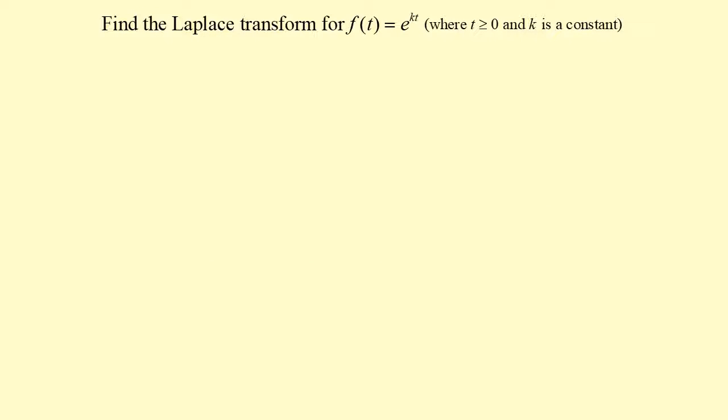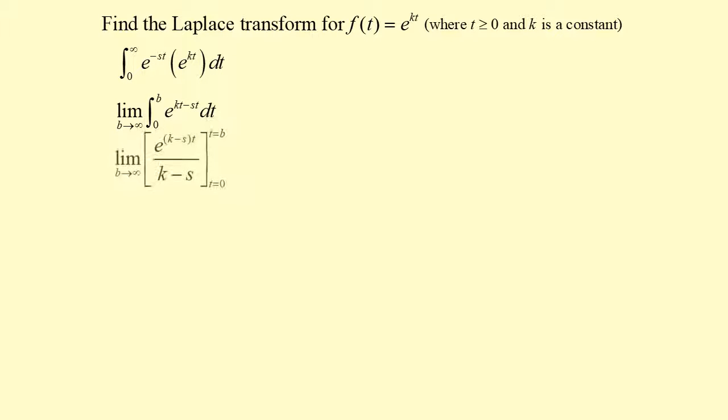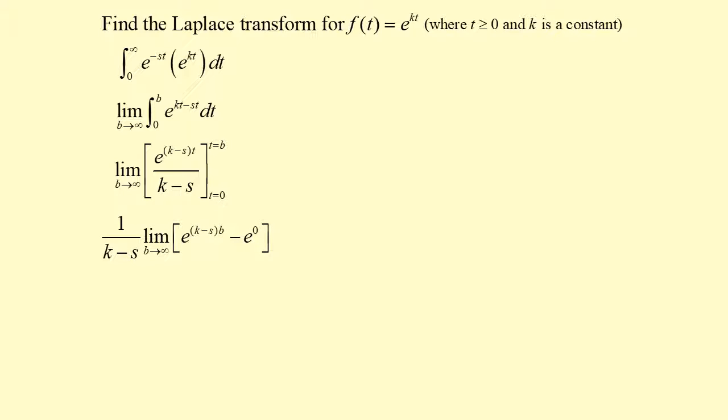Now we're going to do the integral transform for e to the kt, where the k represents any constant whatsoever. And so here is the definition. We'll do some simplifying and then do the integral of that. We need to substitute the b and the 0 in place of the t. And you can see we've done a little bit of algebra on that. The limit of e to the k minus s times t over k minus s. This k minus s has absolutely nothing to do with the b, so we can take it out of the limit totally and then substitute the b and the 0.